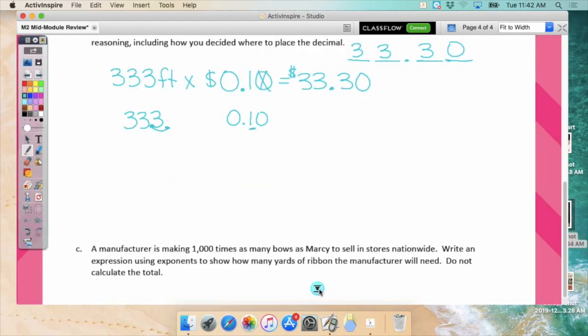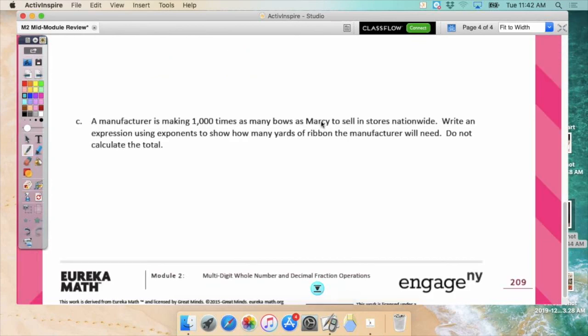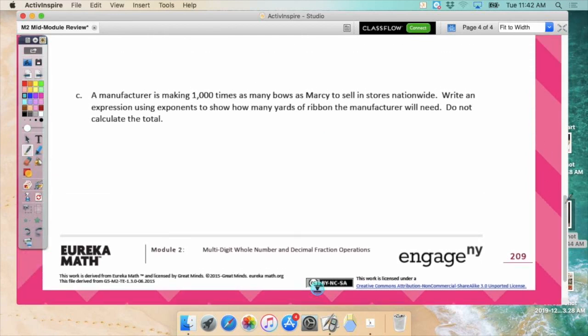Okay, let's look at the last one. We're going to need to know that information on the top of the paper. And I can't see the top of my paper, but you can see yours. Okay? So how many bows did she make? 74.